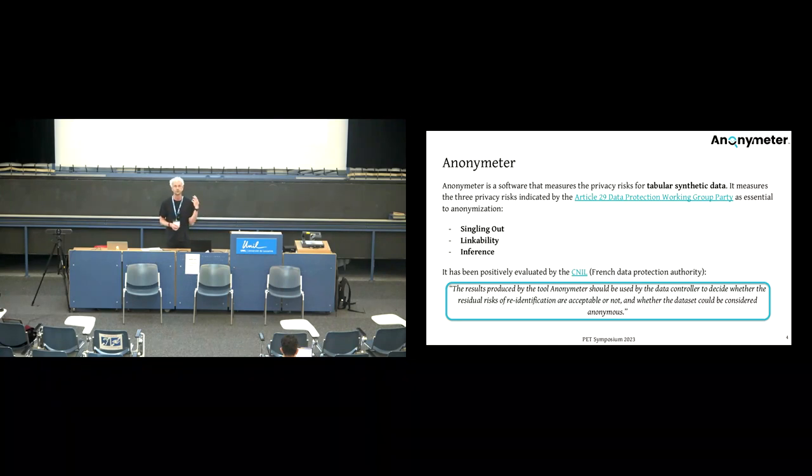Of course, you know that the Article 29 Data Protection Working Party had issued a series of opinions on anonymization in which they characterize anonymization as a technique that has to protect against three kinds of risk: singling out, linkability, and inference risk. Those are the risks we also measure in our tool. In the development of the tool, we always involved the CNIL, the French Data Protection Authority, and we are happy that eventually they evaluated the tool positively. They mentioned that Anonymeter should be used by the data controller to assess the risk and decide whether or not it is acceptable.